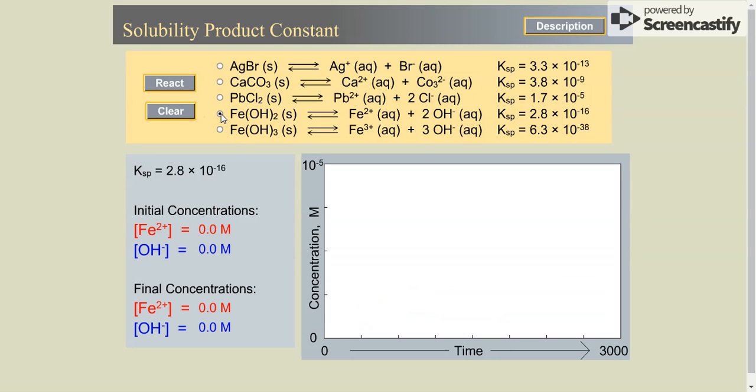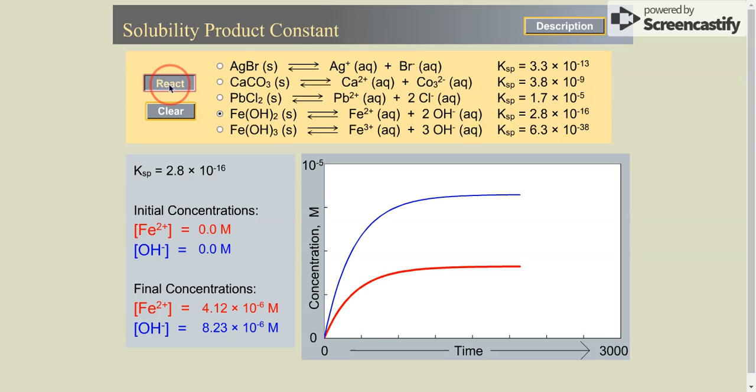And I can do the same thing for this AB2 salt. You can think about it. Is my iron hydroxide more soluble or less soluble than lead chloride? Let's react, and it looks as though actually it's more soluble, but actually the scale has changed here. But you will see that I've got twice as much of hydroxide as the Fe2+.